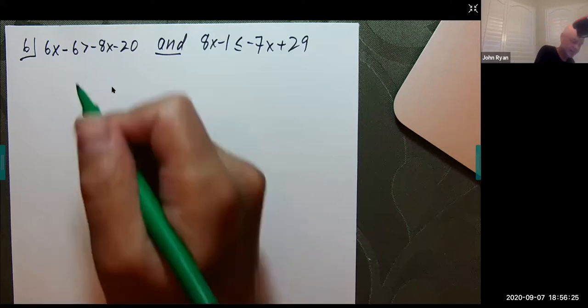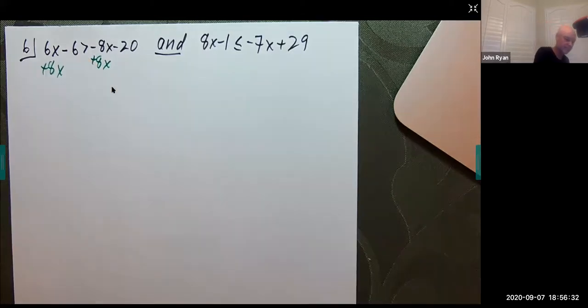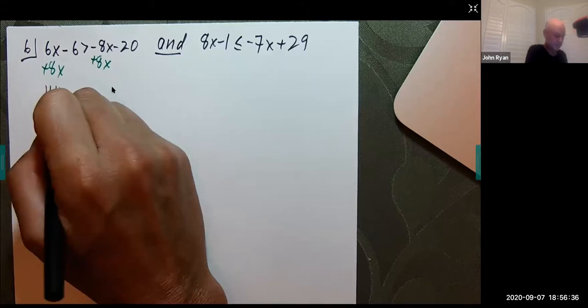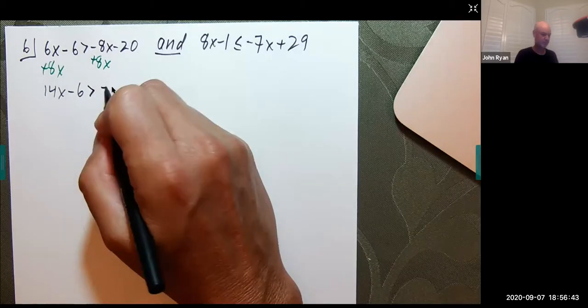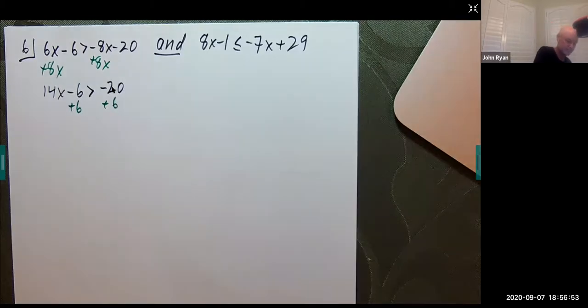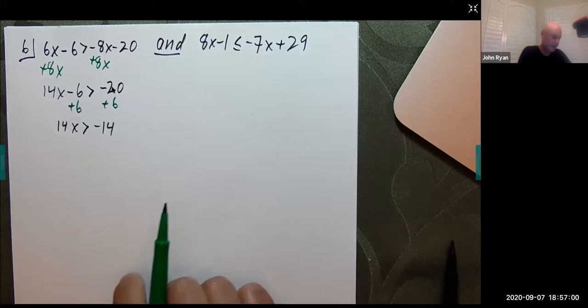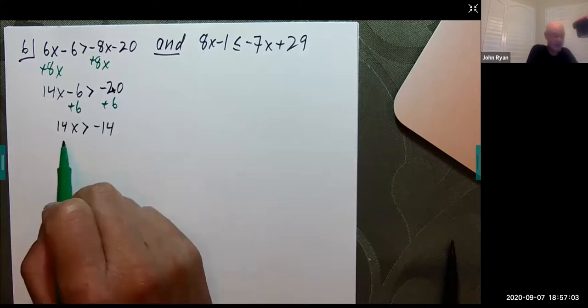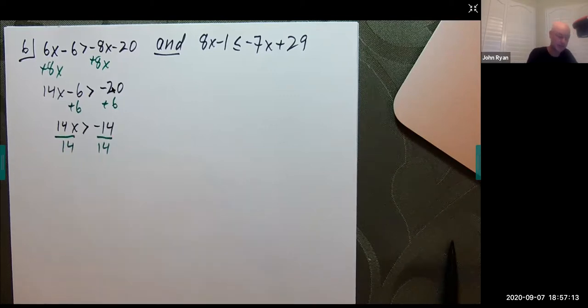I'm going to start with this left one. I'm going to add an 8x to both sides. Now, I want to be clear here. What I'm going to do next is divide by 14. Now, I know there's a negative over here. I'm not dividing by a negative 14. I'm dividing by a positive 14. So that inequality will not switch. It's only when the denominator is negative.